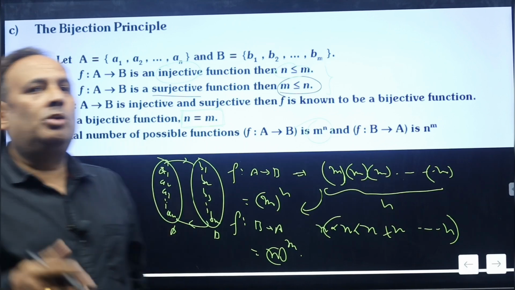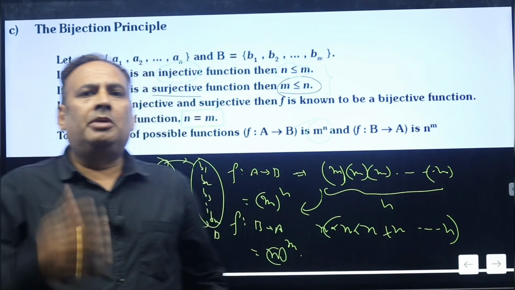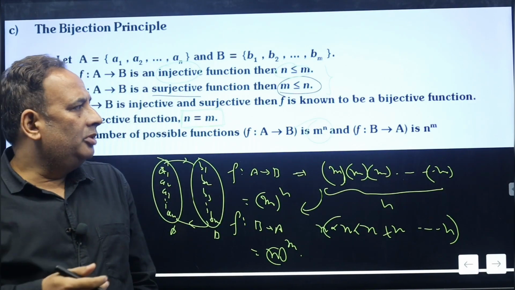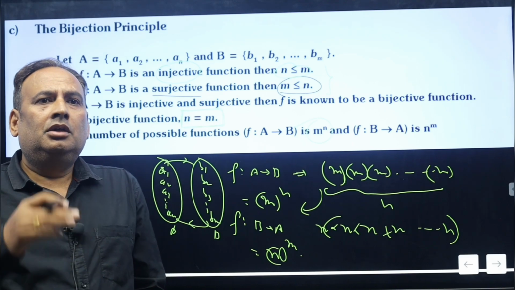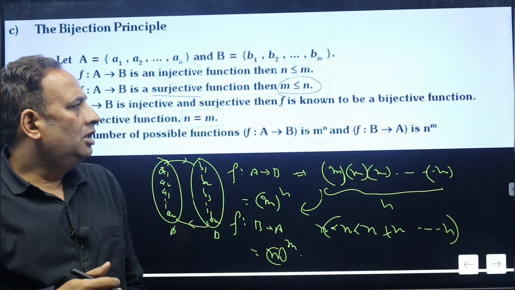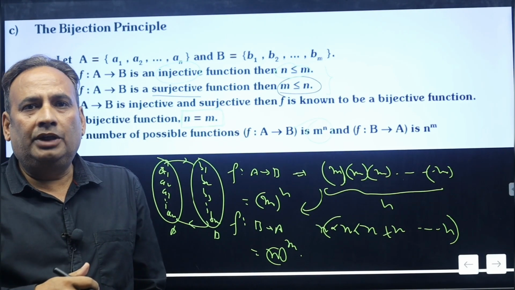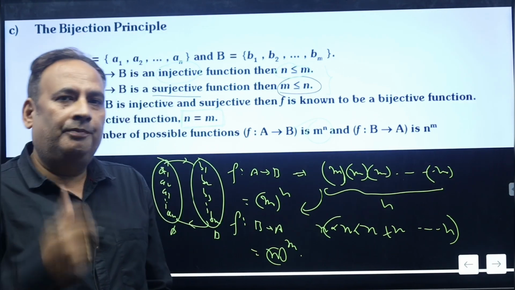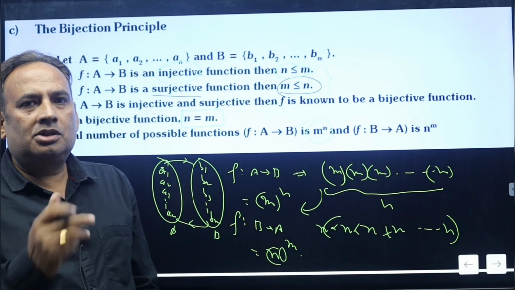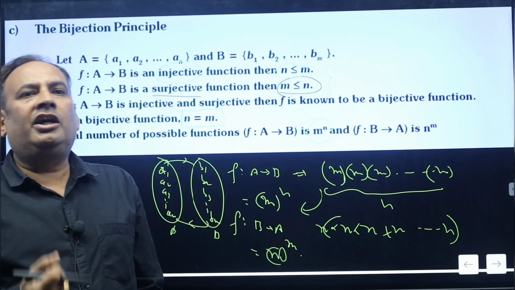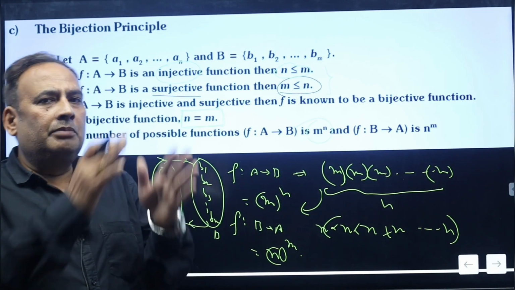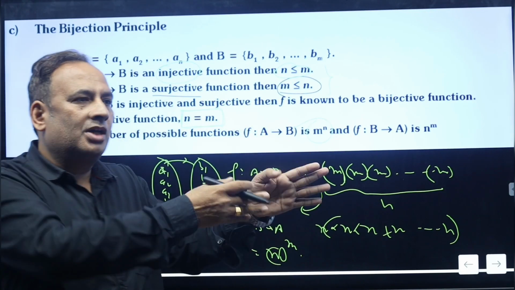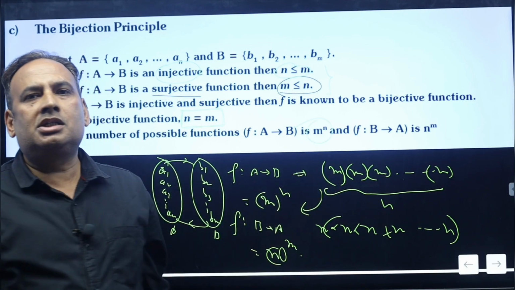For example, suppose in any cinema hall, a lot of people buy tickets and go to watch the movie. The show becomes houseful, a movie is released and the show becomes houseful. So what we conclude is that the number of seats will be equal to the number of persons who went into the cinema hall.